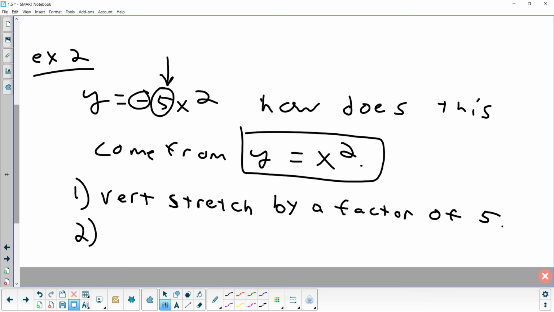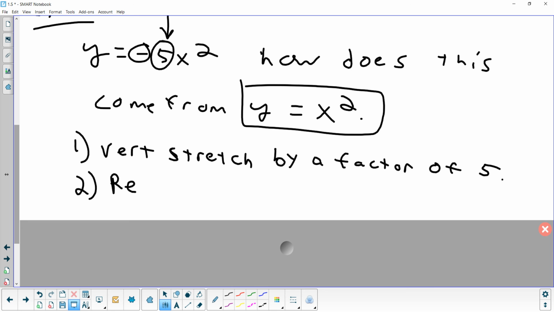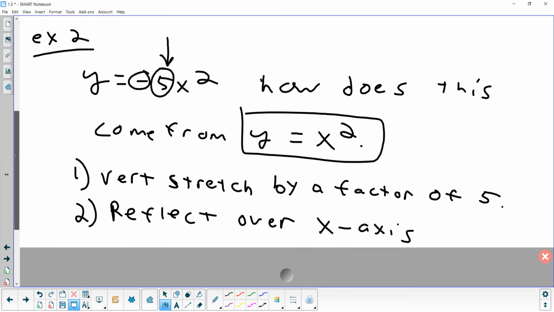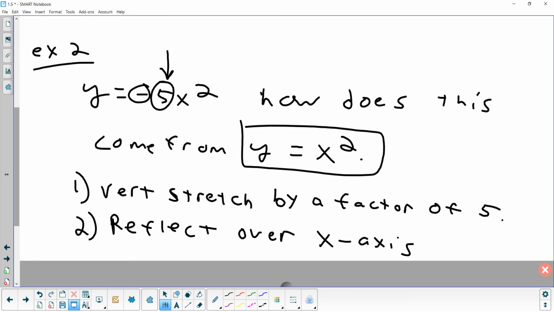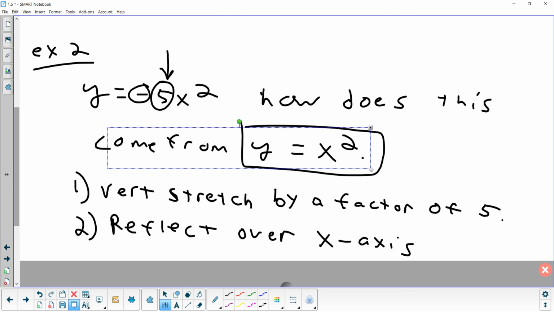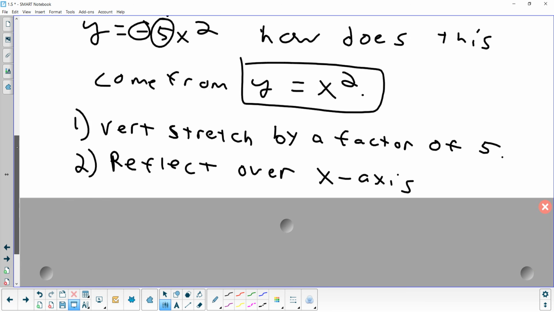And how about the negative? What's that going to do? Yep, go ahead. Reflects it over the x-axis. Exactly. Reflect over x-axis. So that's what they mean by how does the graph given first come from the graph that I have the box around. Any questions on that?